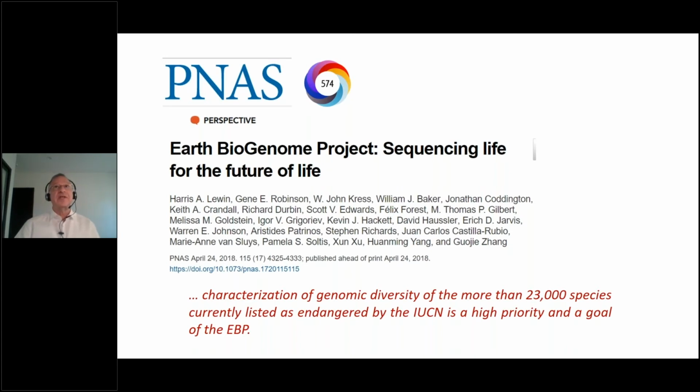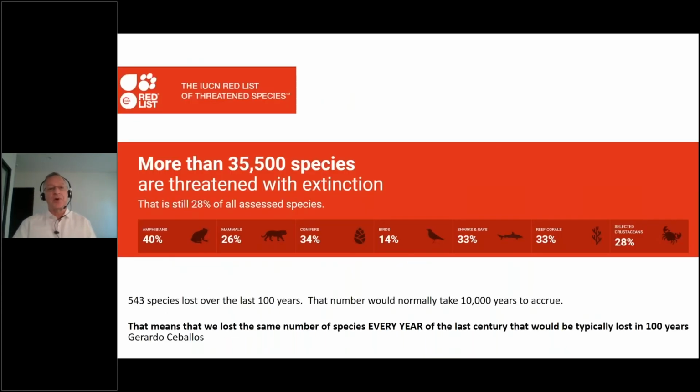Well, things have changed in the last 3 years. The number of plant and animal species that have been surveyed by IUCN has increased to about 129,000 species. And what was then about 23,000 has now increased to more than 35,000, actually 35,775 species that are threatened with extinction. And that's 28% of all species of plants and animals that are surveyed.